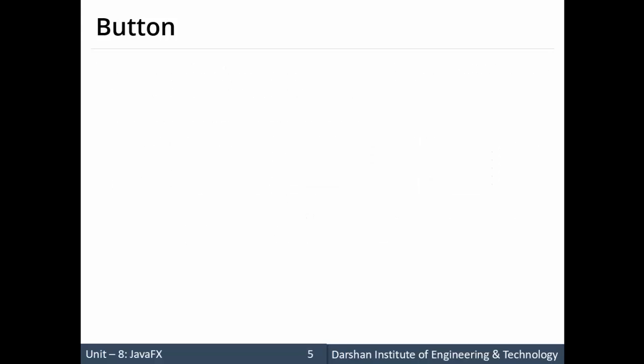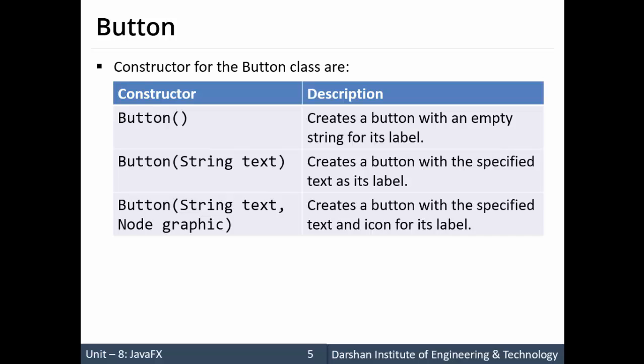So let us see the constructors for making buttons. First, Button, an empty constructor, which creates an empty button with no text on it. Then Button with a string, which creates the button with the text specified. And the last overloaded constructor is Button with text as well as a graphical image, which is a node. It creates a button with the specified text and icon for its label. Now let's see an example of how a button is created, and how the event is handled for that button.